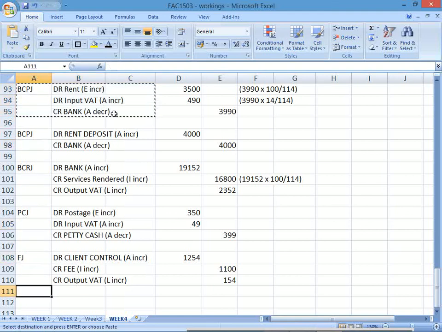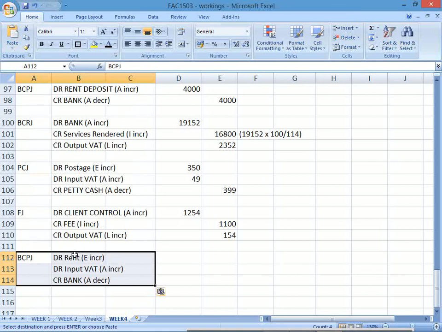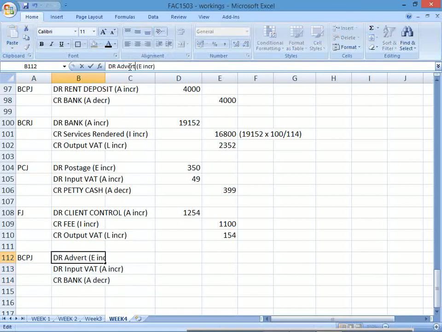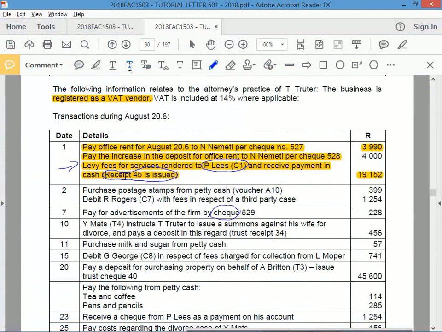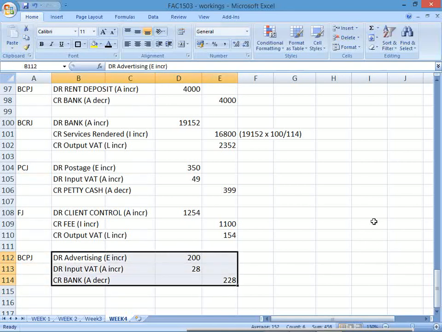Will there be VAT here? Yes, there will, because this is advertising. Input VAT again, just change that to advertising, and then we've got the working. There's my working. Okay, how much was this for? Let's check. 228. Okay, that's a nice simple one. So it'll be 228 and 228. There's the splits, and there's the working. Then you find the right columns, you put all of it in.